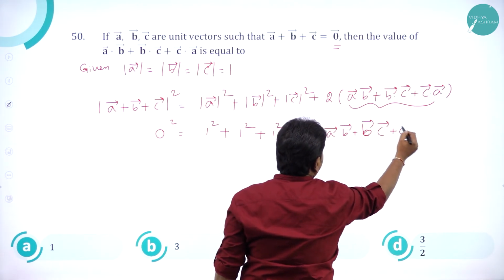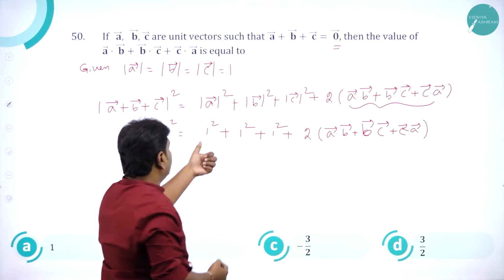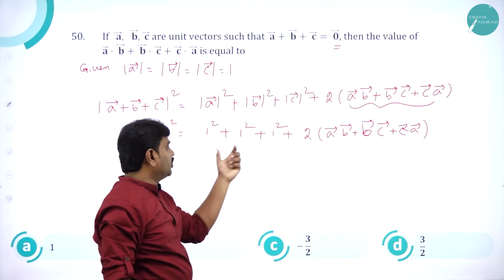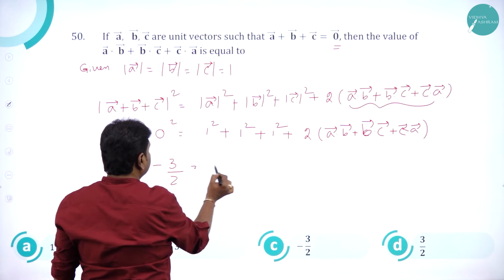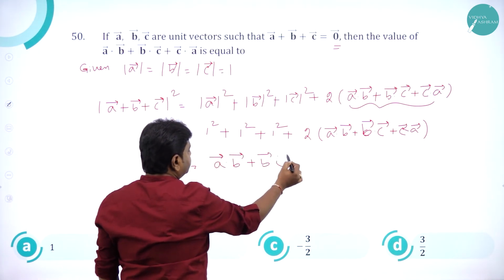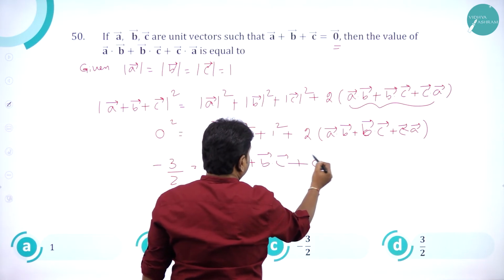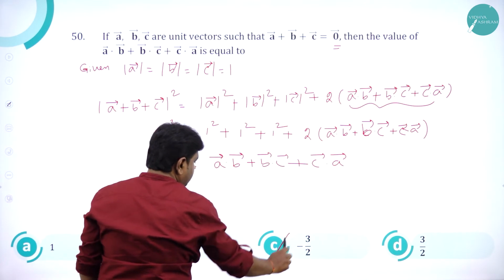Rearrange, you will get the answer. That's it. Now simplify this. If you simplify, 1 square is 1, so 1 plus 1 plus 1 is 3. Transfer 3 to this side, so it will become minus 3 by 2. This is AB plus BC plus CA. So we got the answer: minus 3 by 2, option C.